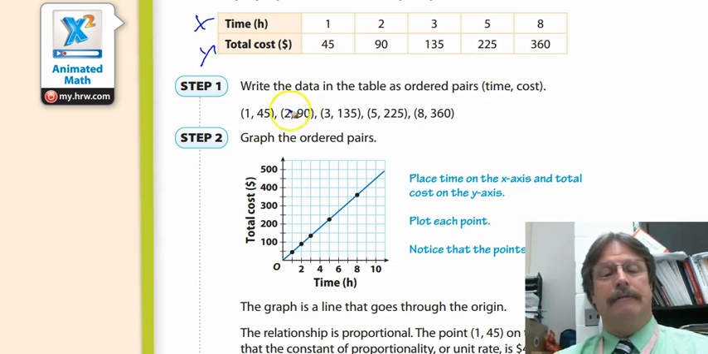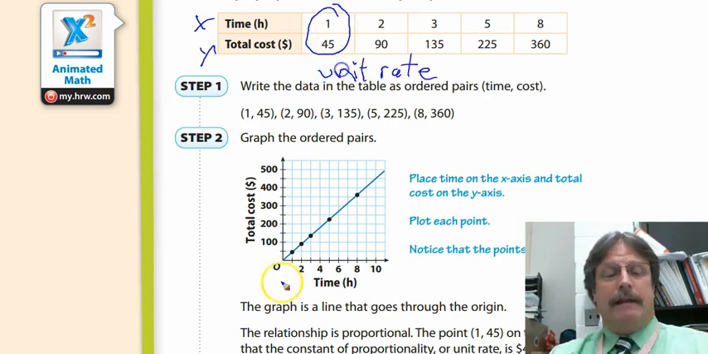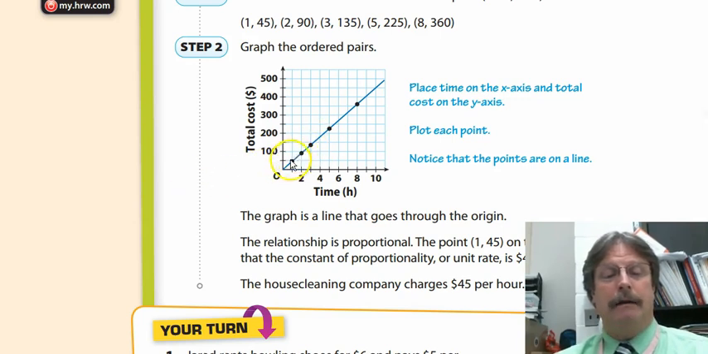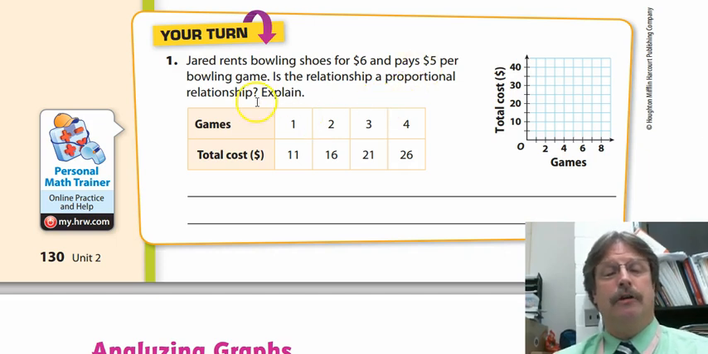Okay. They just turned it into the ordered pairs. So here's 45 and 1. What's another name for this? Unit rate. And then they go ahead and plot them out, and that's what it looks like. I also should have mentioned that the line goes through the origin. It is proportional then. You have the your turn here.